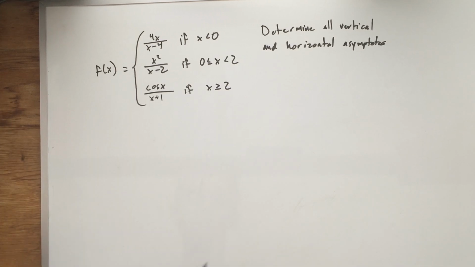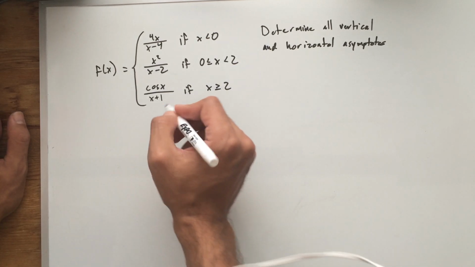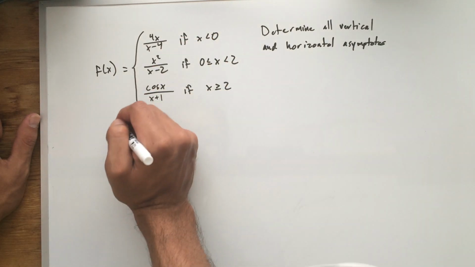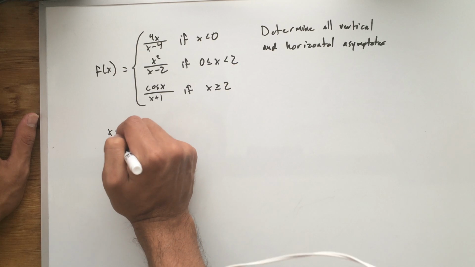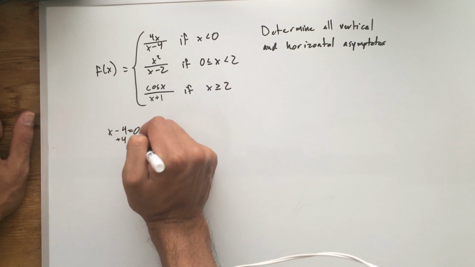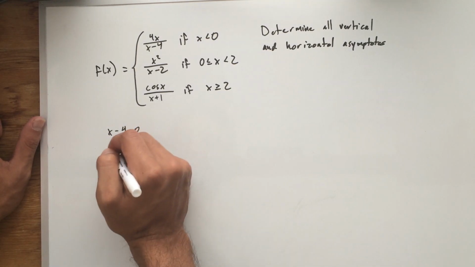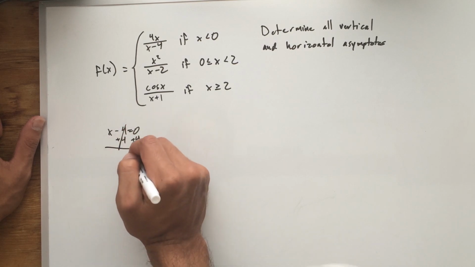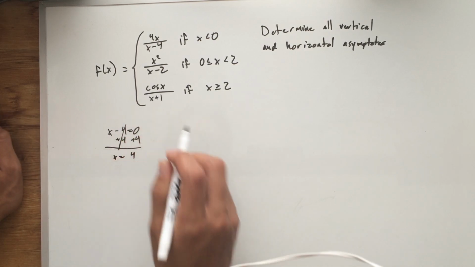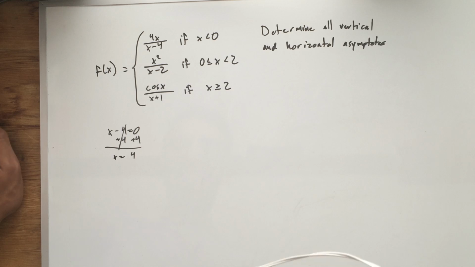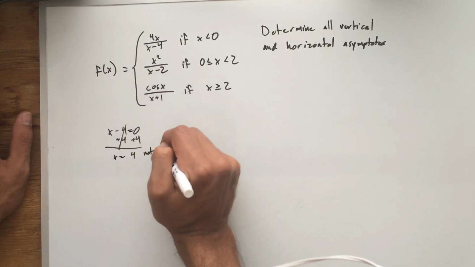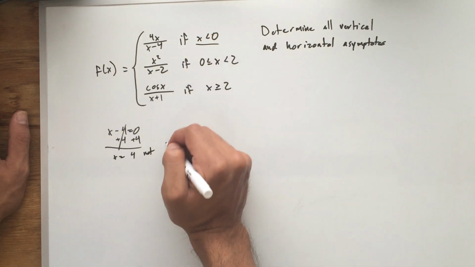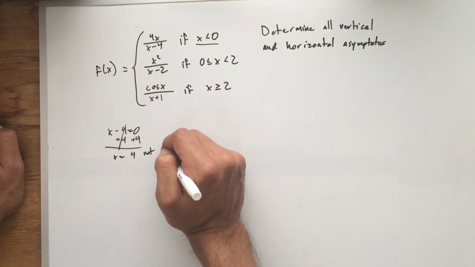So we're going to start off by trying to find any vertical asymptote. So let's look at the first function. So we set the denominator equal to 0. So you'll see that you'd have a vertical asymptote at x equals 4, but this is not in the domain of the function, because it's only when x is less than 0.